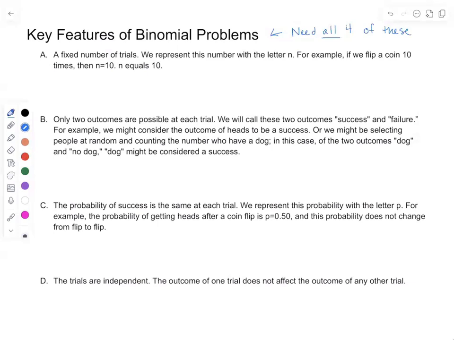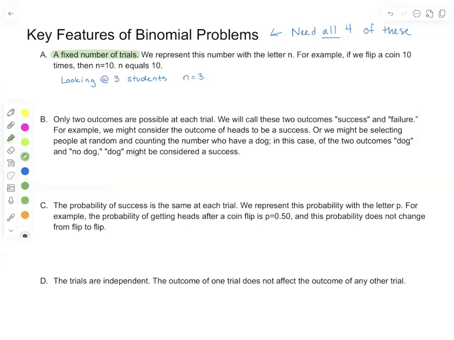So the first thing that we need for this to work is a fixed number of trials. And we represent that fixed number of trials with the letter N. So we might be doing a problem where we flip a coin 10 times. So N equals 10. In the last problem, the one with the dogs, we were looking at 3 students. For each of those students, they could either have a dog or not have a dog. But in that case, those 3 students were our 3 trials. So N would be 3 in that situation.